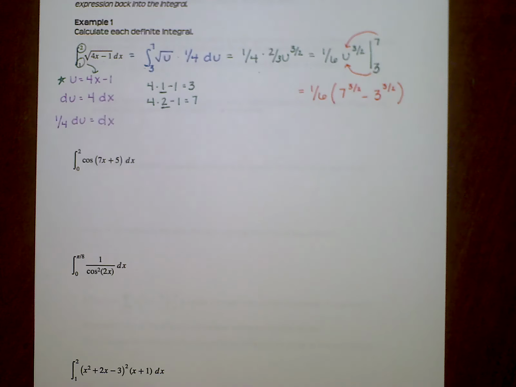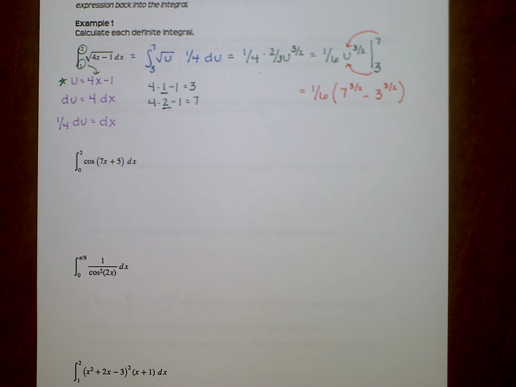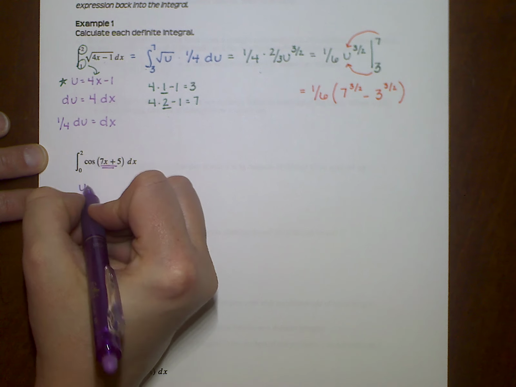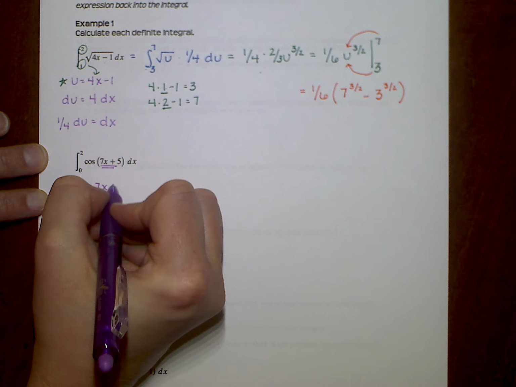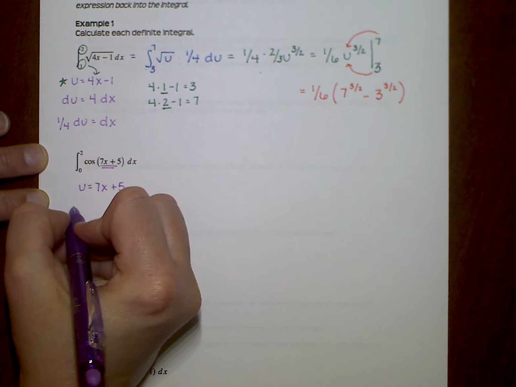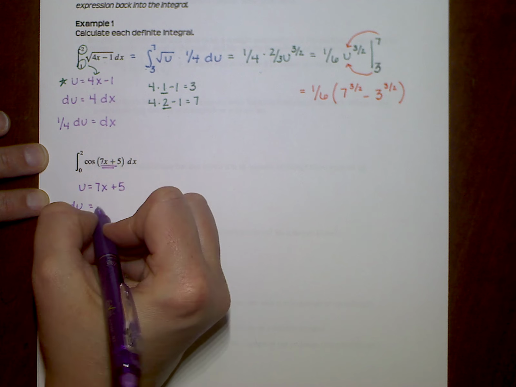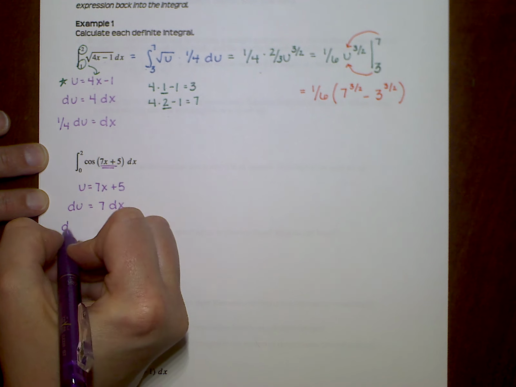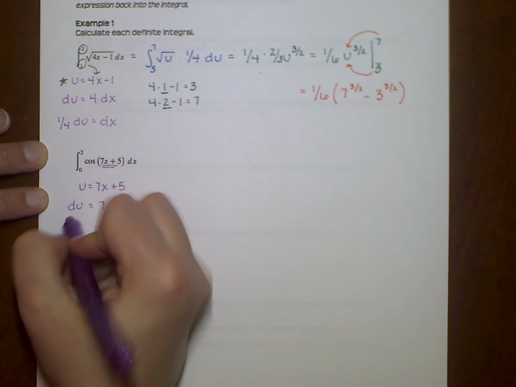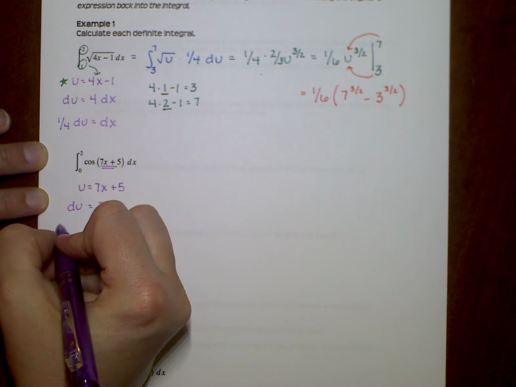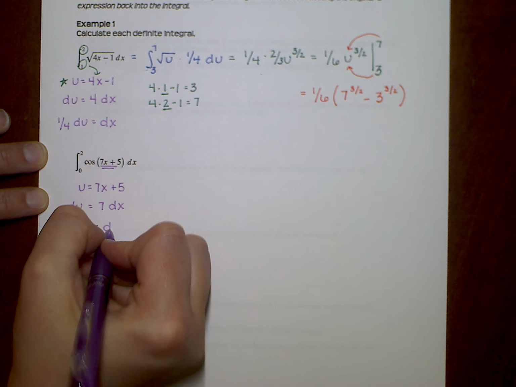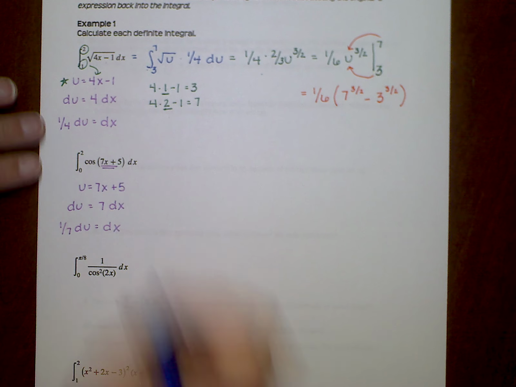Okay, I'm seeing a definite integral from 0 to 2. I'm going to start the same way I always do. I'm going to start by finding my u. My u is 7x plus 5. This next part's pretty predictable because this is a pretty basic one. My derivative is just 7, which means my, whoops, I'm getting ahead of myself here. This is going to come over as a 1/7 du equals dx.